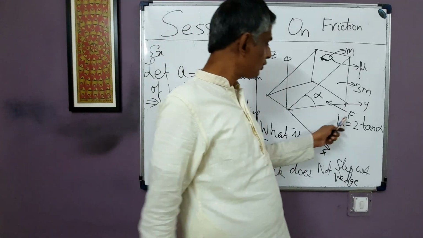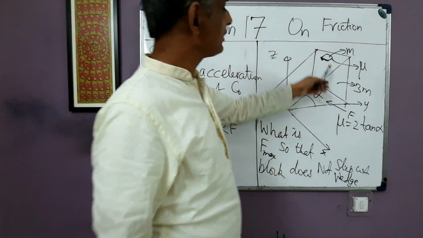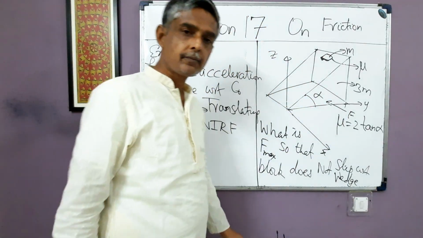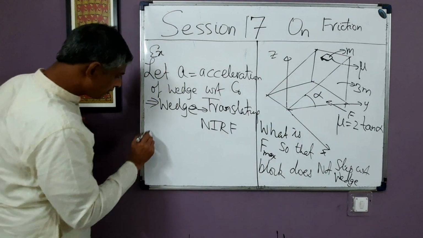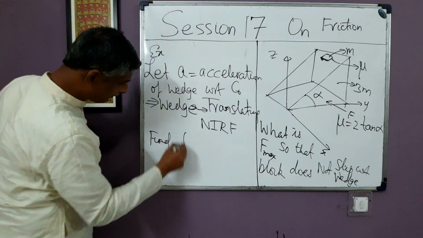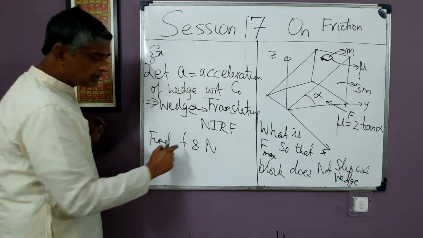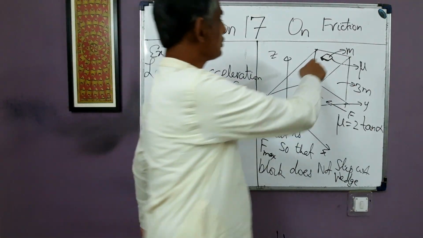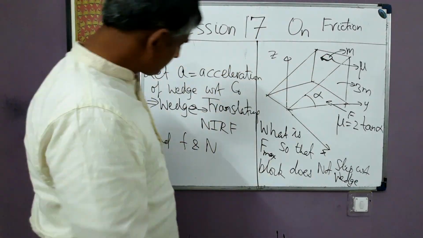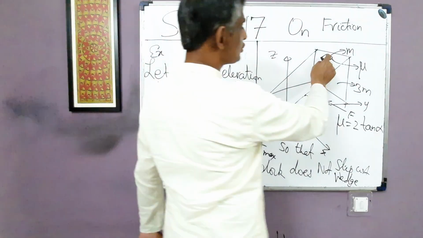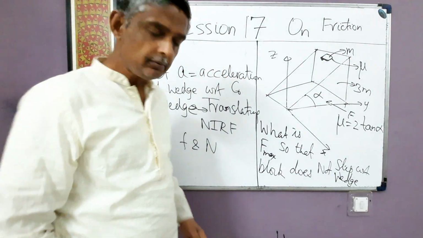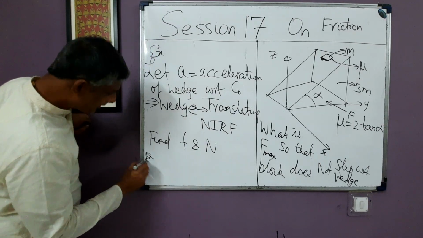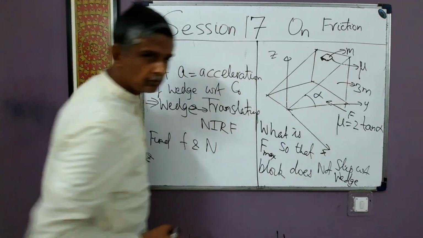Now what should be our approach? We have been asked to find the maximum value of capital F so that the block does not slip with respect to the wedge. Our approach should be to find two things. First, small f, the friction force on the block due to the wedge, and normal force N, the normal force on the block due to the wedge incline. We find this f and N using laws of motion, and it is given that the block does not slip with respect to the wedge.